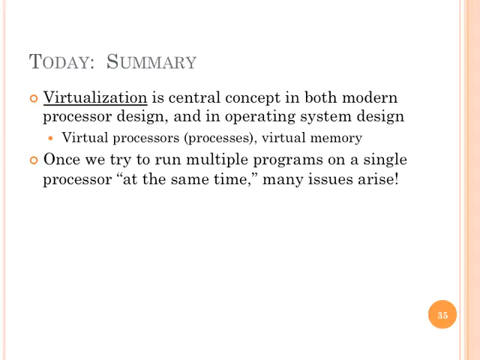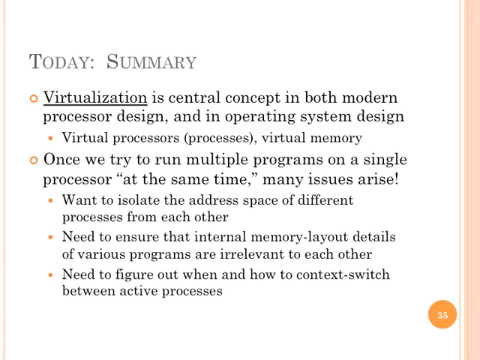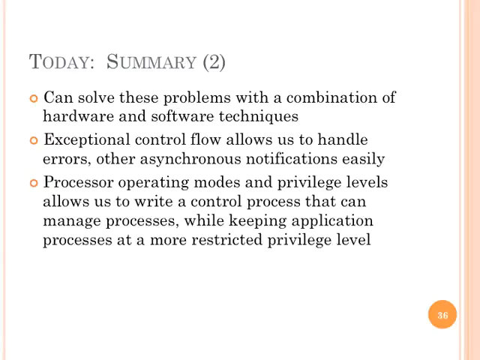We can have multiple programs running on a single processor at the same time. We can isolate the address spaces. We haven't talked about that yet, so we'll talk about that in the future. And then we also need to think about, when do we do these context switches? It turns out that there are really clean, good ways of doing that. So we have exceptional control flow that helps us with that.